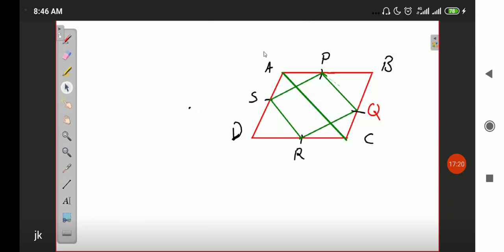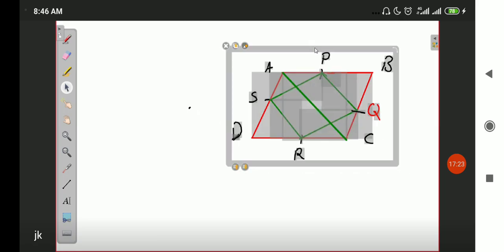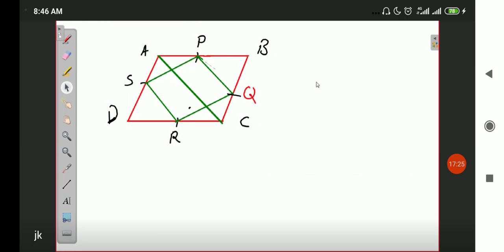Now let's see another way to prove this. Another way would have been to draw one more construction. You will draw this diagonal BD. Now you will apply the midpoint theorem once again. We have already proved that this line PQ is parallel to AC.